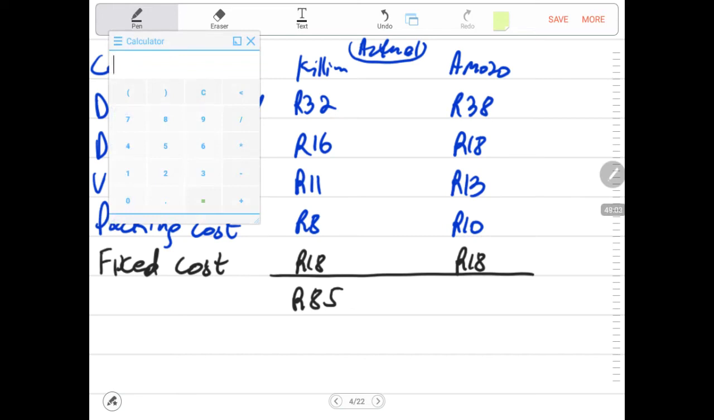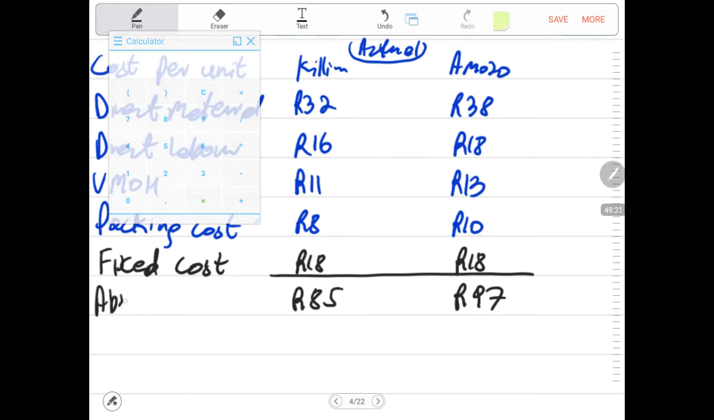Then now we have 38 plus 18 Rand plus 13 Rand plus 10 Rand plus 18 Rand. This gives us a total of 97. Let me just recalculate the first one: 32 plus 16 plus 11 plus 8 plus 18. This is 85 Rand per unit. This is absorption cost.